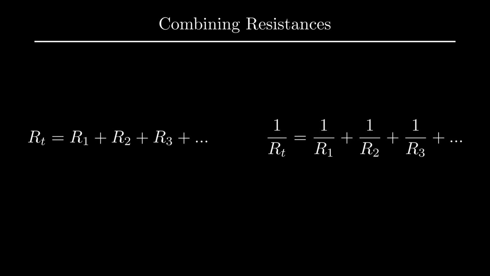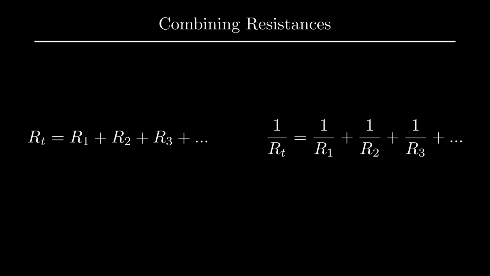Finally, we need to understand how resistors behave when joined with each other. When they're connected in series, the total resistance is simply the sum of their resistances, as seen on the left. However, when connected in parallel, the total resistance is given by the equation on the right, where instead, the reciprocal of the total resistance is the sum of the reciprocals.